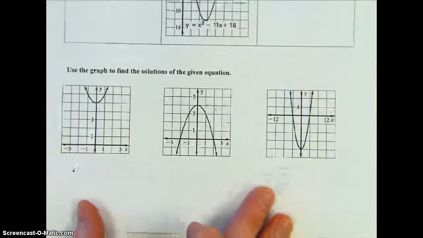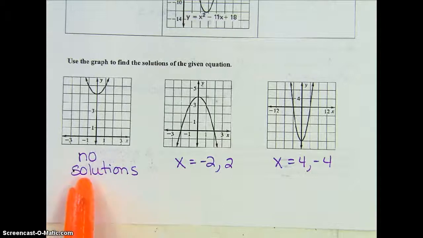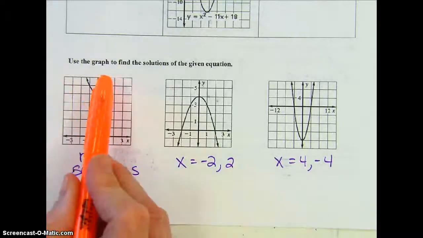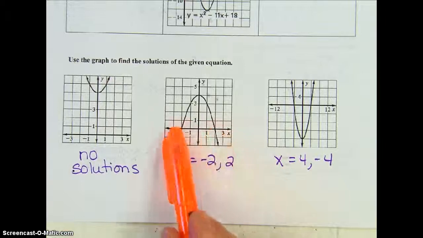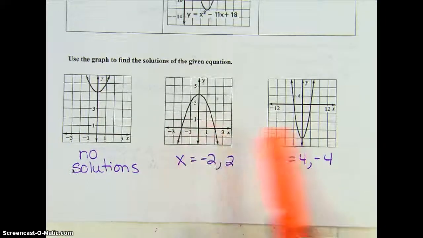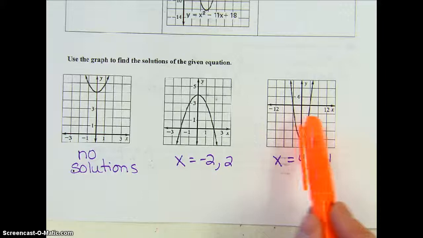Now, pause the video and just go through these last questions and see if you can tell me how many solutions of each graph. Okay, the first one was no solutions. Granted, it's way above the x-axis. The second one is -2 and 2. Those are our x-intercepts and our solutions. And the third one is 4 and -4. Be careful with the scale here.